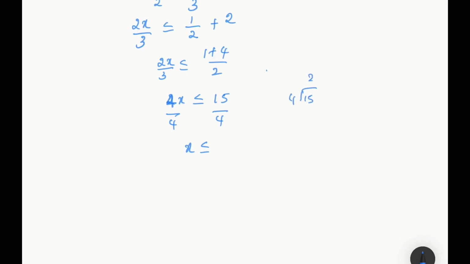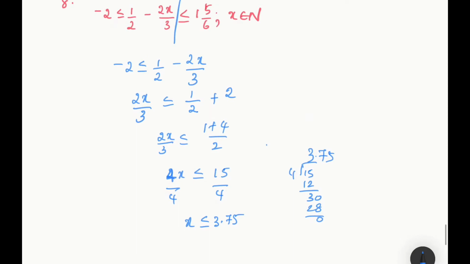15 by 4 can be written as 3s are 12, 30. So 4 goes in 30 how many times? 3.7, 28. So it is 3.75. x less than or equal to 3.75. Now the other part. Let's take the other part. What do you have?